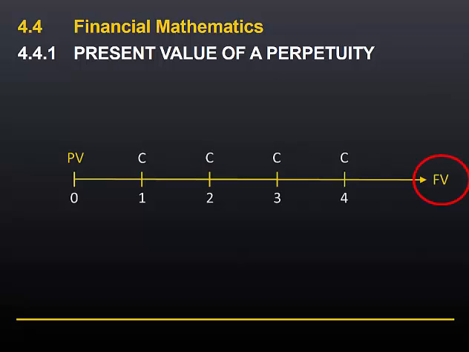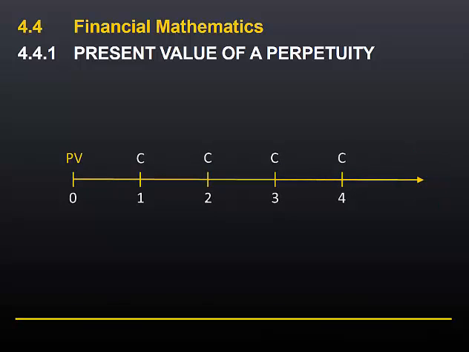Now, it doesn't make any sense to talk about the future value of a perpetuity. This would be an infinitely large number, infinitely far into the future. However, it is possible to calculate the present value of an infinite stream of cash flows. The reason for that is that as those cash flows move further and further into the future, they are discounted more and more, and the present value of a far distant cash flow approaches zero.